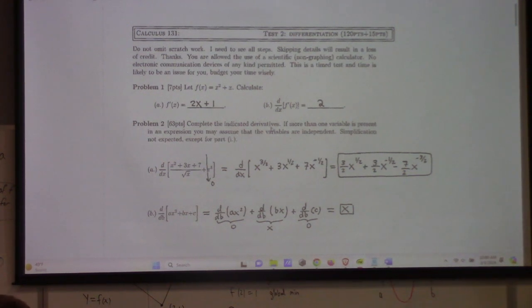Now, many of you did the quotient rule, and you were successful. You did it correctly, and I didn't take off points, and that's fine. However, if I changed this word here, simplification not expected, to simplification expected, you would have been in trouble, because I'm not convinced that the people who did the quotient rule would have known how to simplify. Some of you would, some of you wouldn't. But you really shouldn't need to use the quotient rule there.